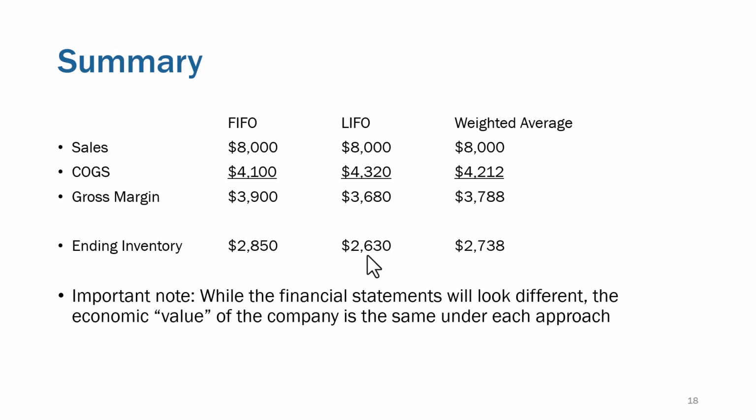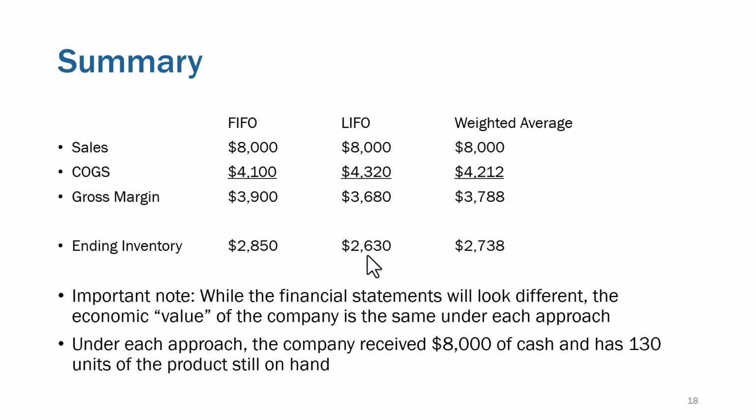So the inventory choice is not really a good nor bad thing. It'll make your profits look different, but we have to remember the economic reality. It's the same company. We're assuming these products are the same, so they have different inventory costs attached to them based on when they were purchased and what we treated as being sold. Under each approach, $8,000 of cash, 130 units of product still on hand. This is a tough one for people to wrap their arms around, but we just have to bring it up, and with time it'll hopefully come.